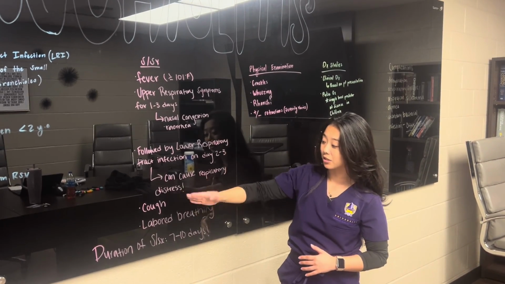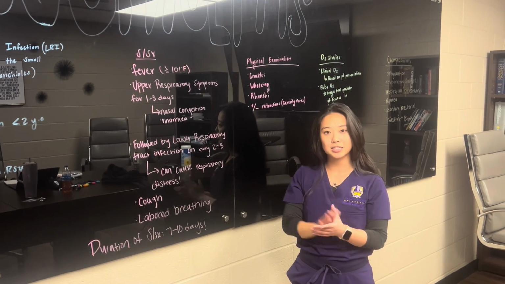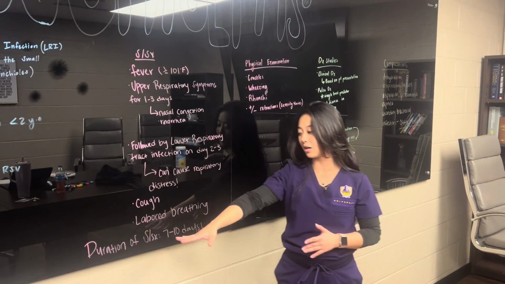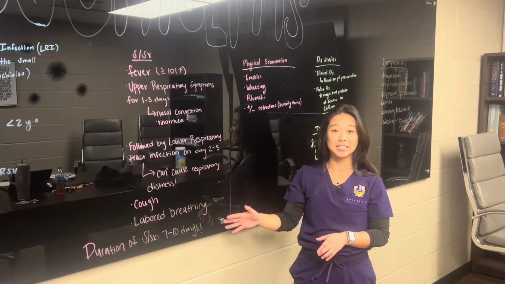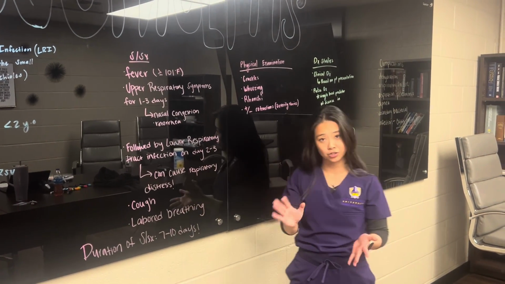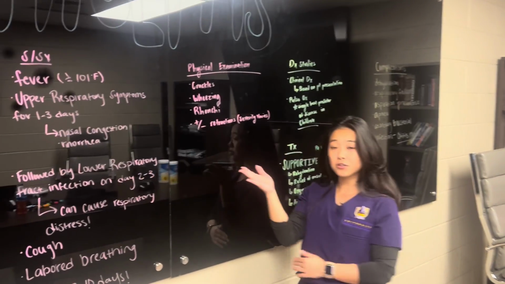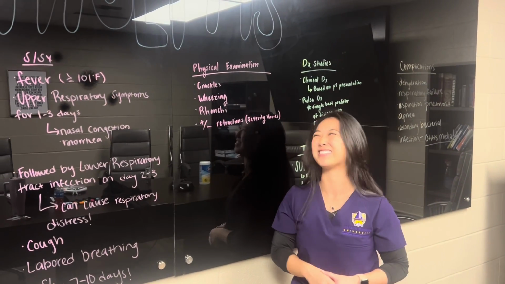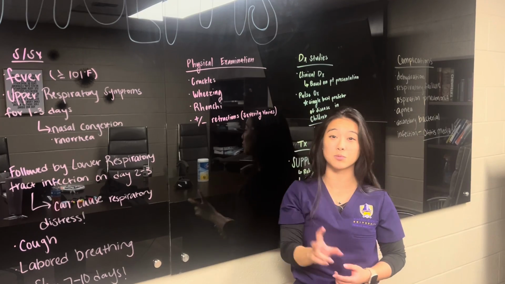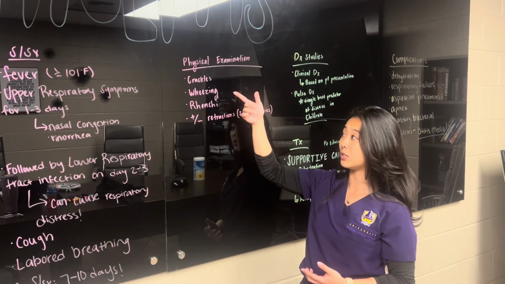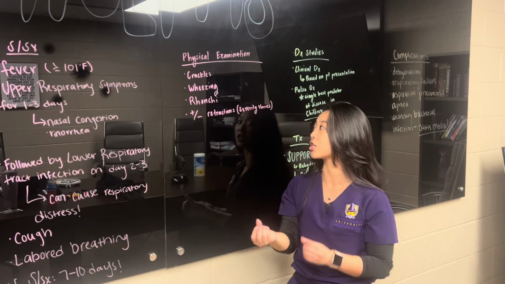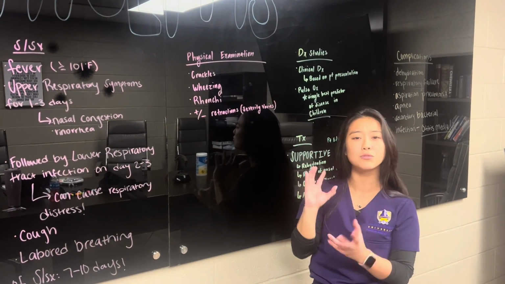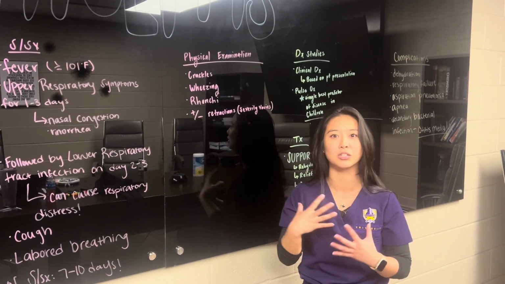You'll definitely notice a cough and labored breathing, and this is going to be important for the duration of symptoms and signs. It's going to be 7 to 10 days, and we'll go over that for patient education. Now, for physical examinations, when you do your physical exam, you're going to notice crackles in the chest when you're auscultating. You're going to notice wheezing, rhonchi as well, and then there's going to be some retractions in the chest, and the severity will vary depending on how much they're struggling to breathe.